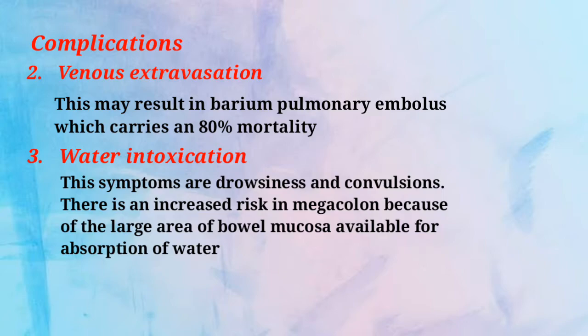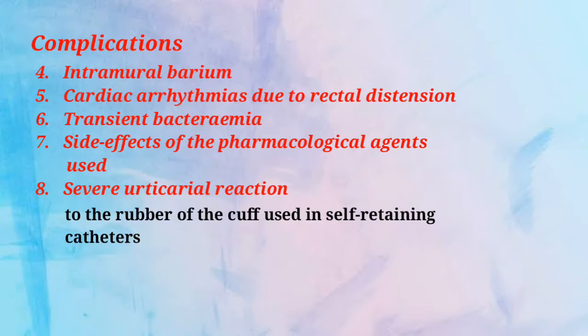Water intoxication. Symptoms are drowsiness and convulsions. There is an increased risk in megacolon because of the large area of bowel mucosa available for absorption of water. Intramural barium. Cardiac arrhythmias due to rectal distension. Transient bacteremia. Side effects of the pharmacological agents used. Severe urticarial reaction to the rubber of the cuff used in self-retaining catheters.